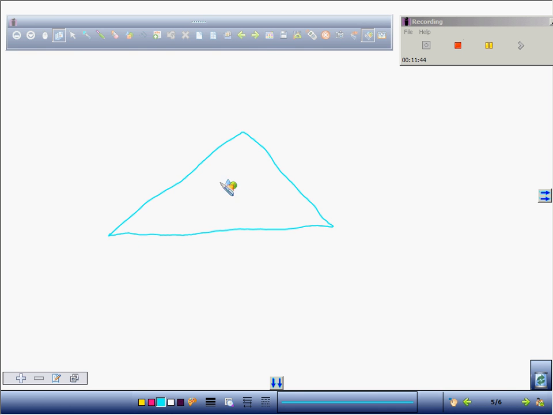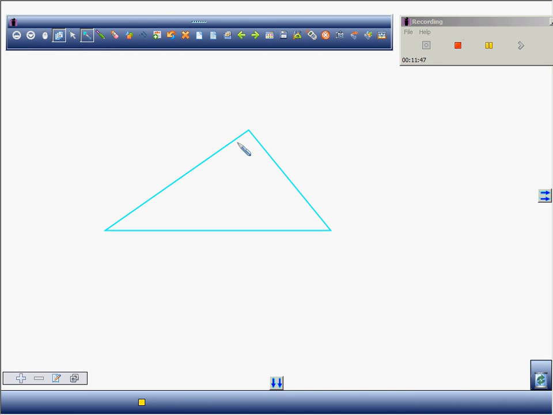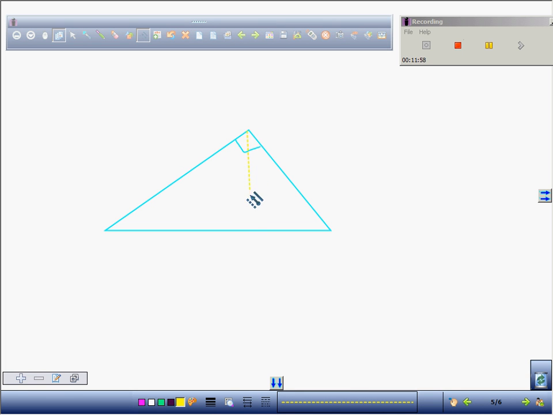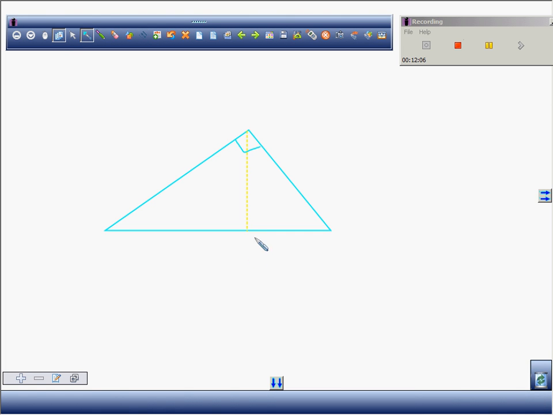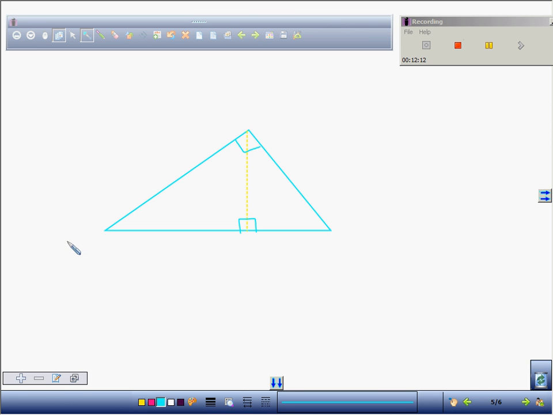And I'm going to make this angle up here a right angle. Okay? And then I'm going to draw a dotted line, and I'm going to draw it down like this. And I'm going to make this a height of this triangle. In other words, this is perpendicular. All right, and I'm going to give some labels here. A, B, C, and D.